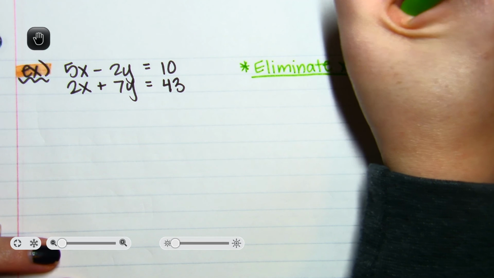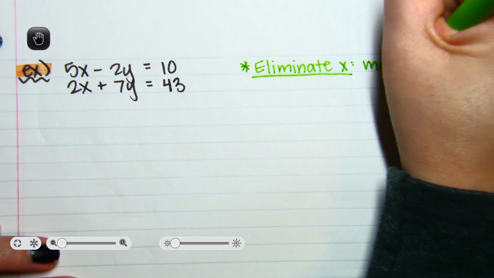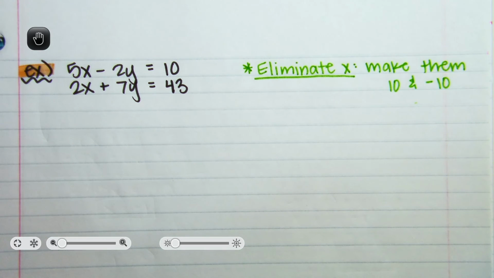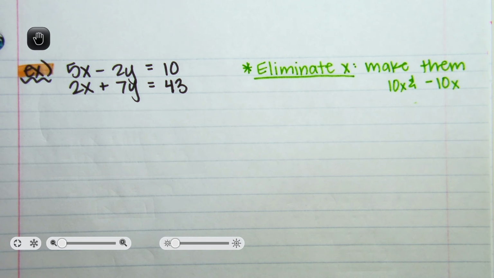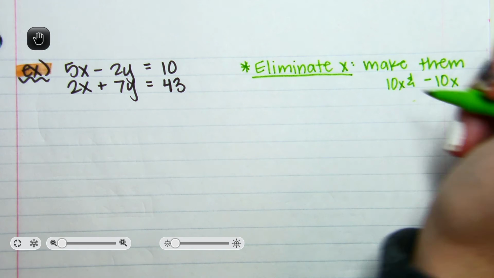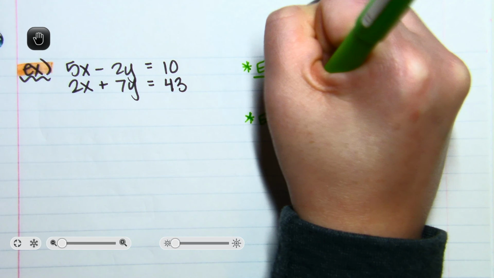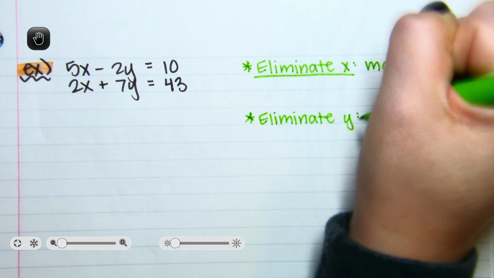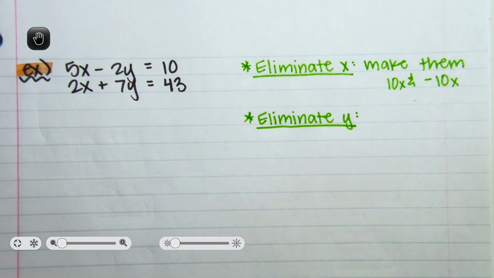So we need to make them 10x and negative 10x, which means we'll multiply one of them by 2 and the other by 5 and make one of those numbers negative. Then if we want to eliminate y, what is the smallest number that 2 and 7 both go into? Good, if you said 14, you are correct.